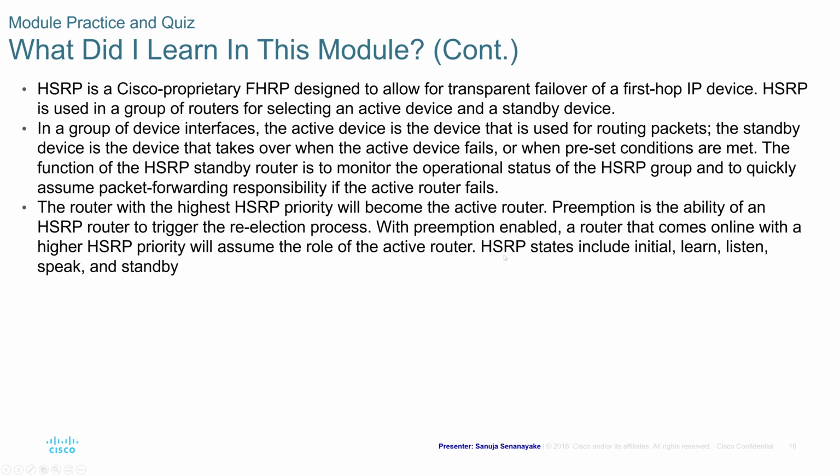The router with the highest HSRP priority will become the active router. Preemption is the ability of an HSRP router to trigger the election process. With preemption enabled, a router that comes online with a higher HSRP priority will assume the role of the active router. The HSRP states include initial, learn, listen, speak, and standby. So those are the key concepts that we covered in this lecture, and that pretty much covers everything we went over today.